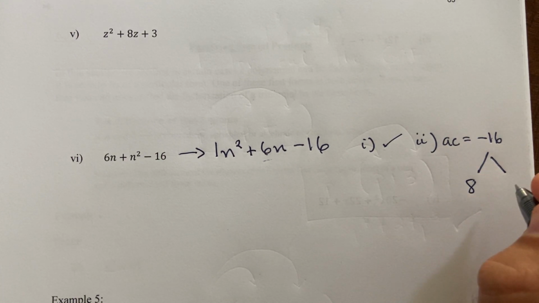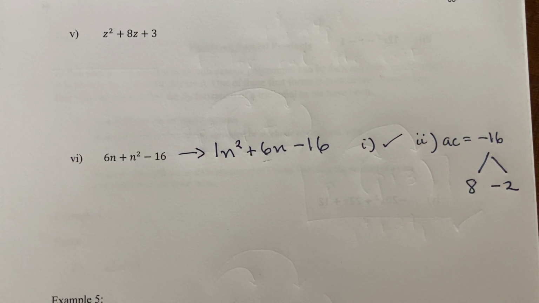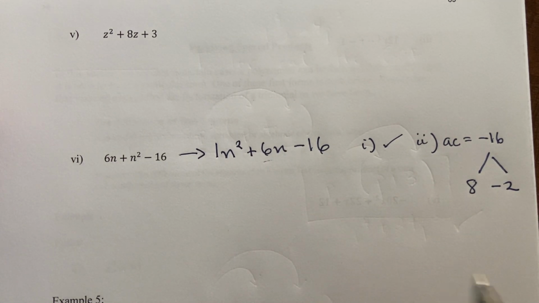So 8 and negative 2, right? You don't have to jump right to the correct answer. You could just kind of cycle through until you find the right one. But 8 times negative 2 is negative 16. 8 plus negative 2 is 6. So that meets both of those requirements.